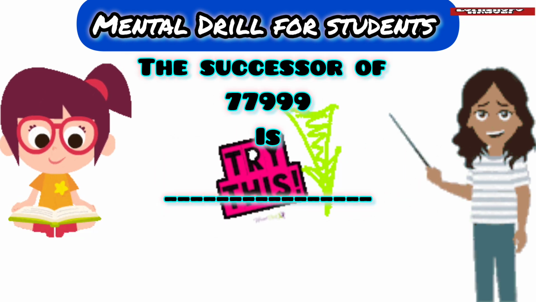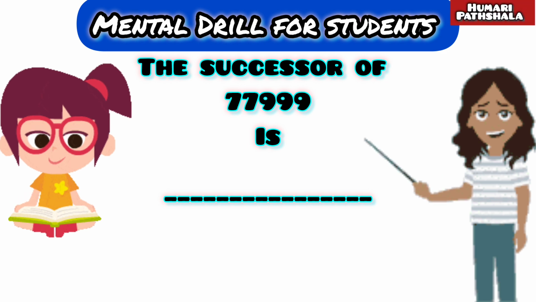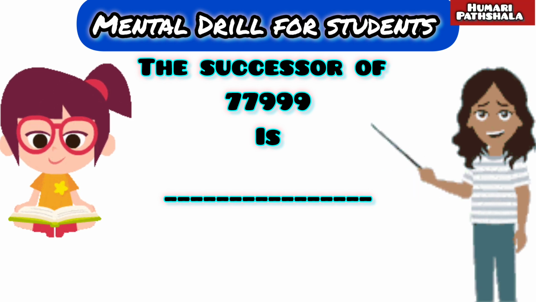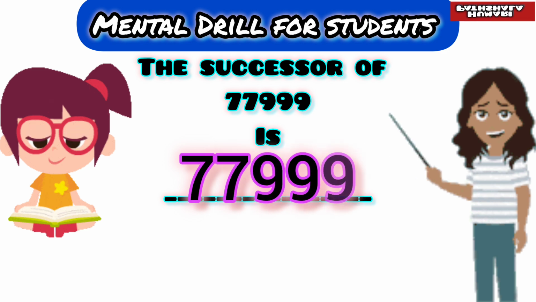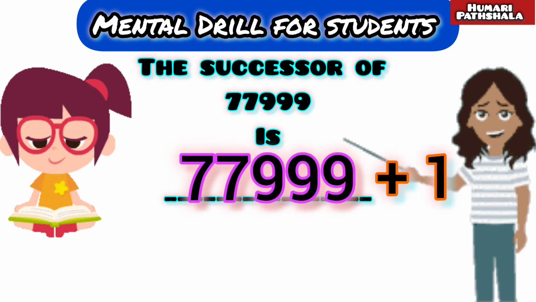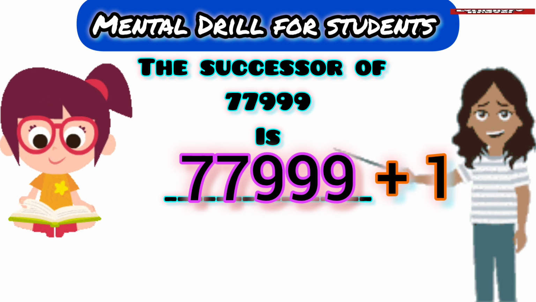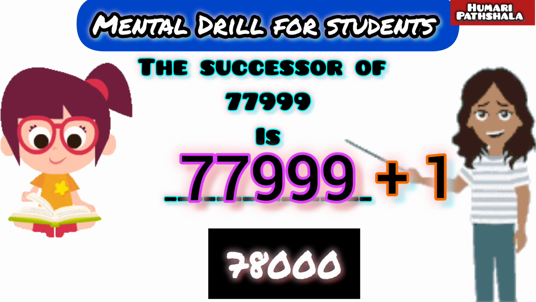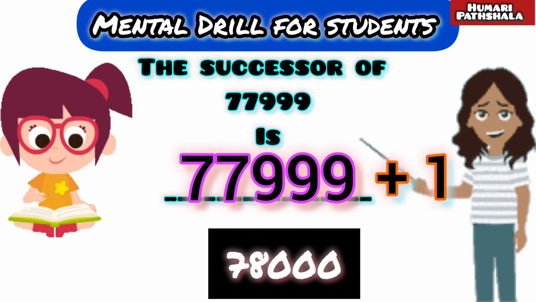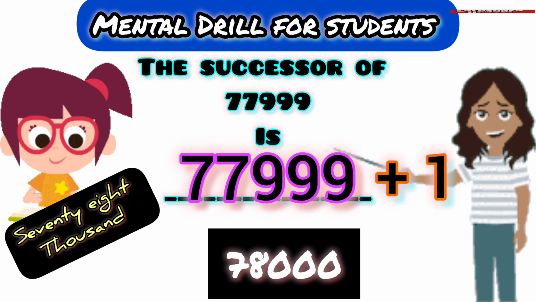Now try another one. The successor of 77,999. Successor means you have to add 1 to the given number. 77,999 plus 1. The answer will be 78,000. So children, try the next one.